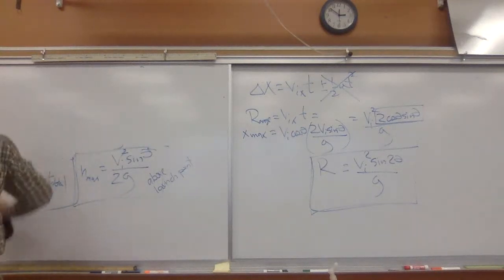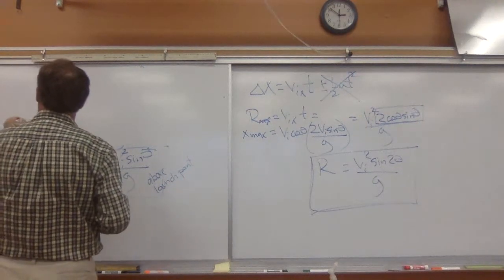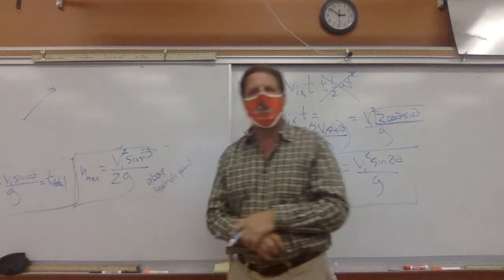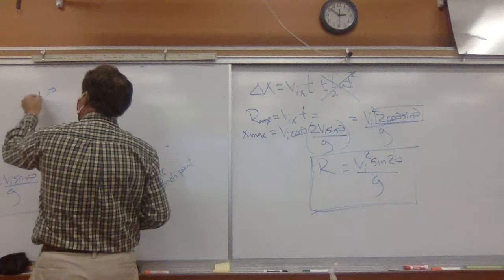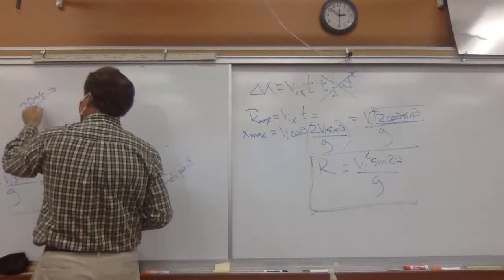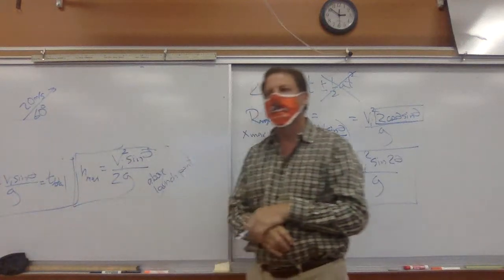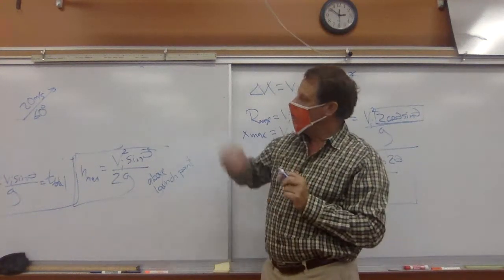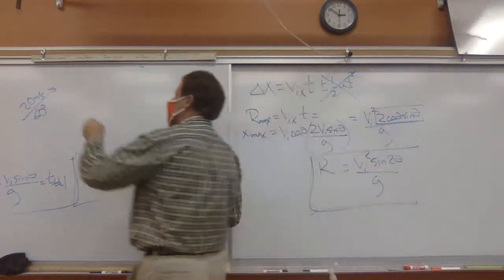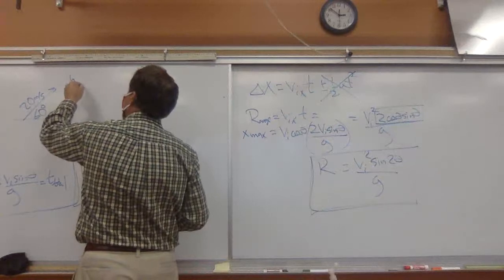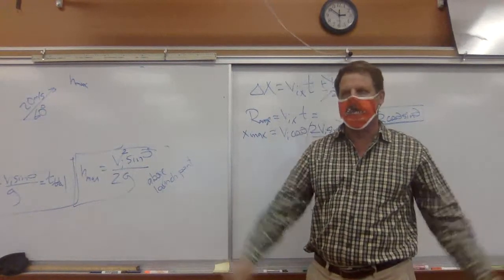So let's say we're going to launch a projectile. Let's say it's going to go 20 meters per second at an angle of 60 degrees. So my question is, what is our maximum height?